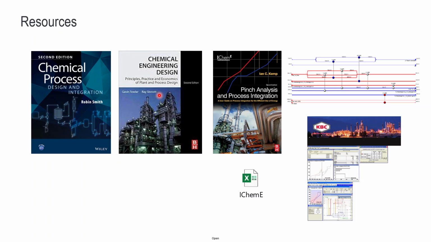Yeah. So some resources that we typically use, number 1, is this book from Prof. Robin Smith from University of Manchester. It's a very good book. I recommend reading this Chemical Process Design and Integration book from cover to cover. Very easy to read. You can also use it as a pillow if you want. It's very thick as well.